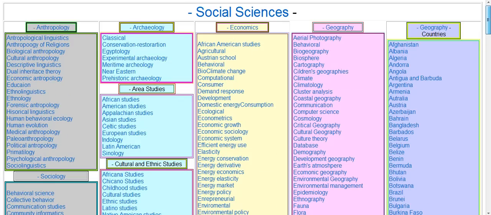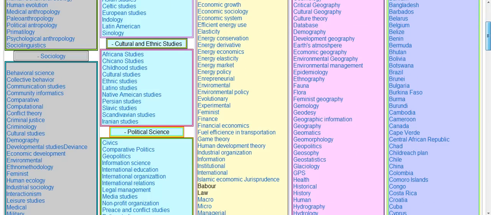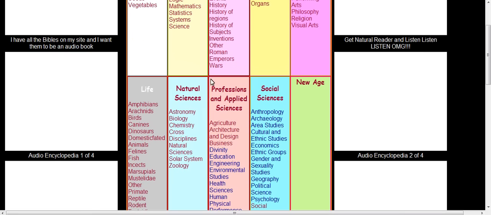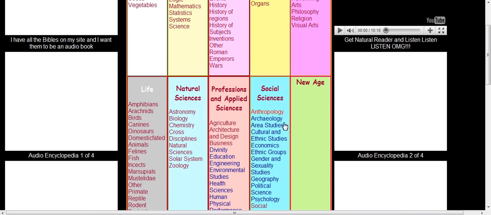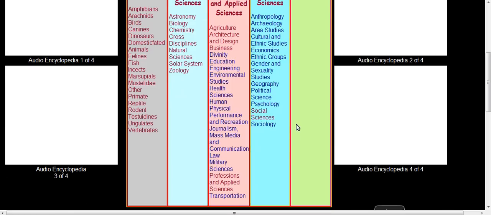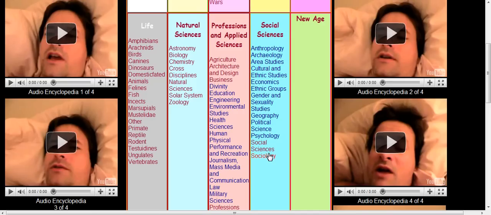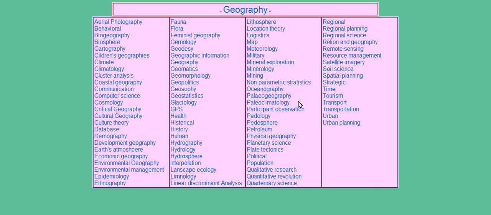Anthropology, oof. Sociology, all the different kinds of sociology. Anyways, social sciences is a pretty big one, ain't it? So if you wanted to look at all the different kinds of countries, for example, let's see here, geography, would that be under geography?